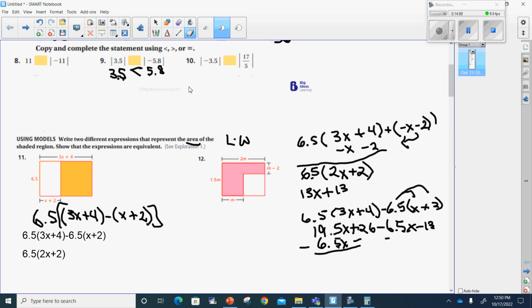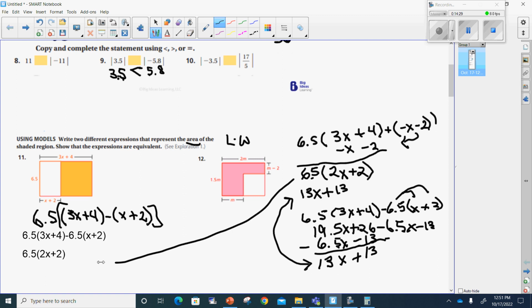It's always good to double check what you're doing and make sure you're doing it correctly. And 26 minus 13 is 13. And 19.5 minus 6.5 is 13x. And as you can see, we have the same answer. All right, the same value for both. And we already know that this one equals this because that's the same as that right there.